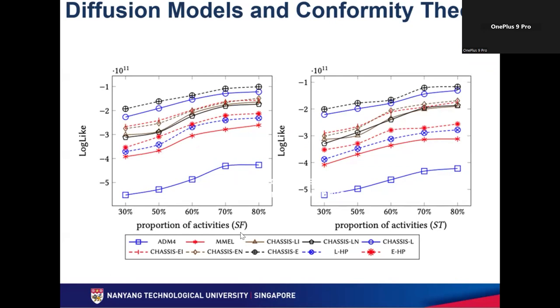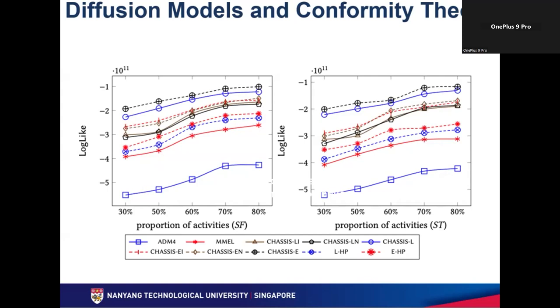And they order the data chronologically and take a proportion of it to test how much data we would like to use and what kind of performance it generates. They compare with existing models like ADM4, MMEL and so on, and they develop several variants of the transit model to compare with each other. And here is the evaluation metric. If the value is higher, it means the model performs better.